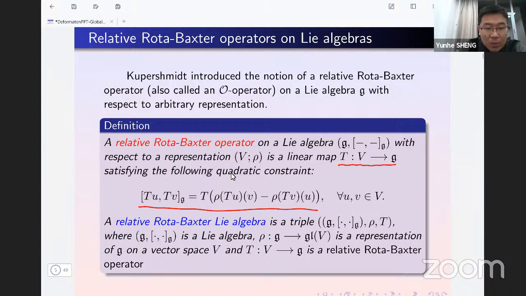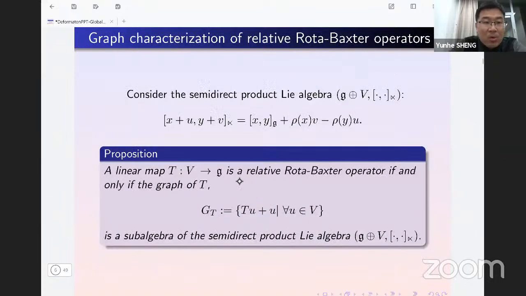Okay, so a relative Rota-Baxter Lie algebra is a triple where G is a Lie algebra, rho is a representation of G on the vector space V, and T from V to G is a relative Rota-Baxter operator. So in this talk, when we say a relative Rota-Baxter operator, we will only mean the operator T. But when we say relative Rota-Baxter Lie algebra, we will mean the triple, which consists of the Lie algebra, the representation and the relative Rota-Baxter operator.